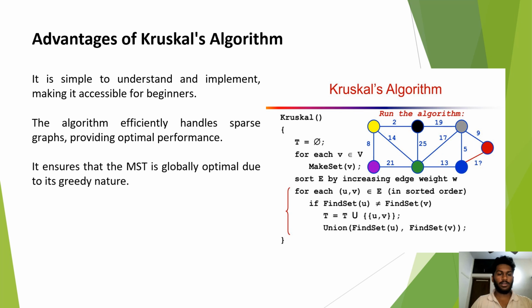Advantages of Kruskal's algorithm. It is simple to understand and implement, making it accessible for beginners. The algorithm efficiently handles sparse graphs, providing optimal performance. It ensures that the minimum spanning tree is globally optimal due to its greedy nature.